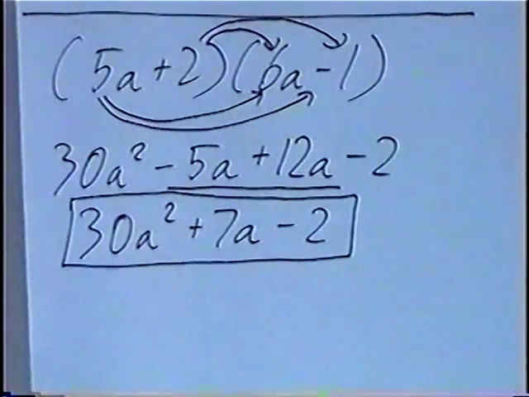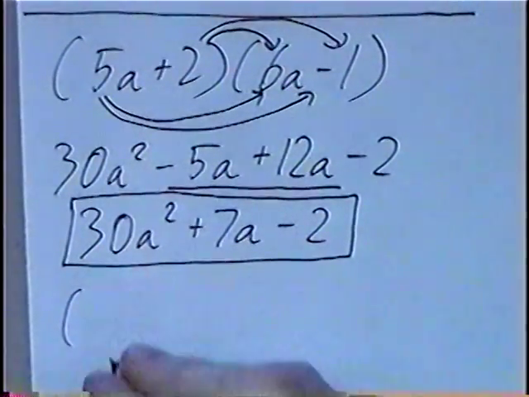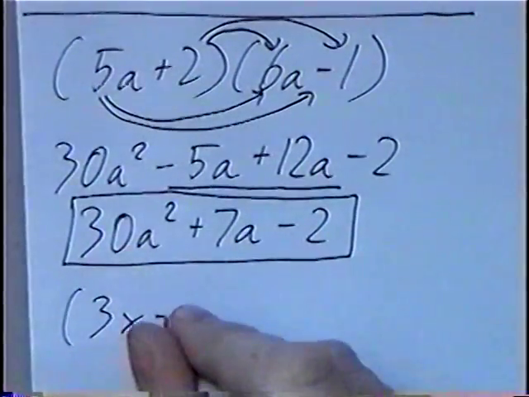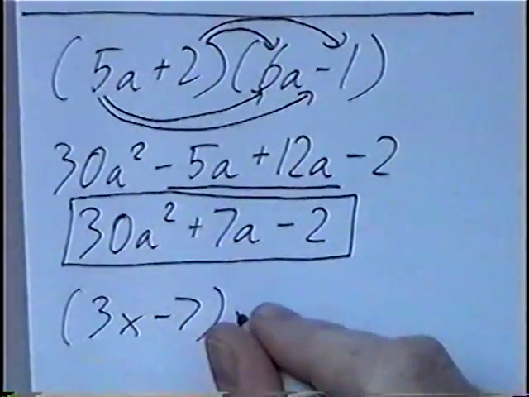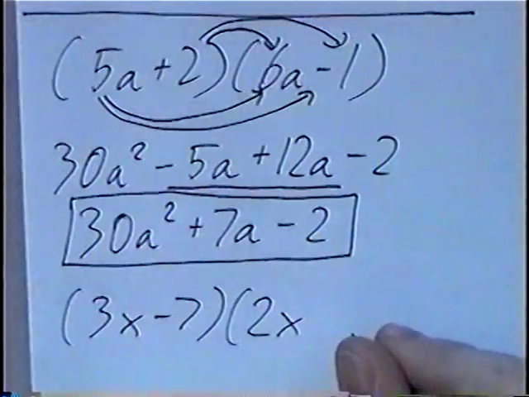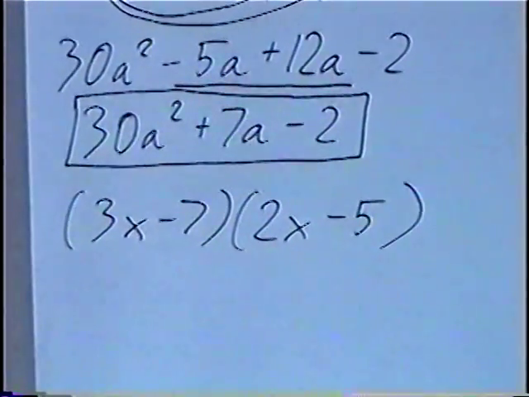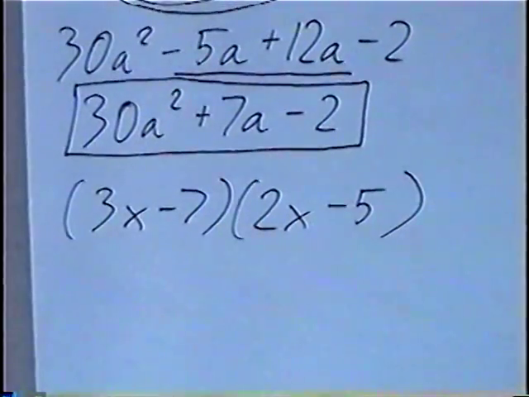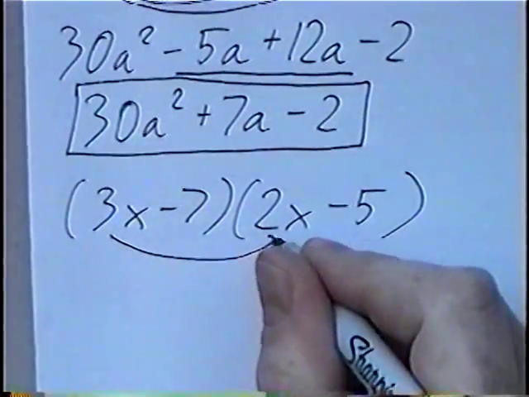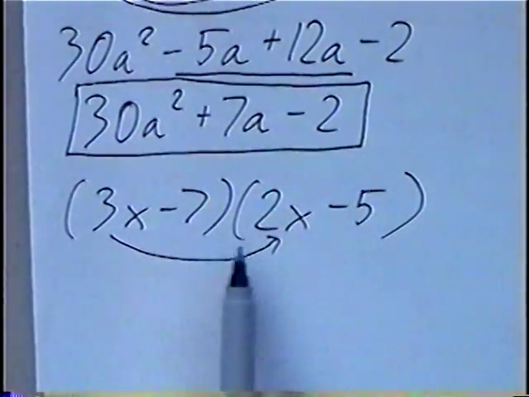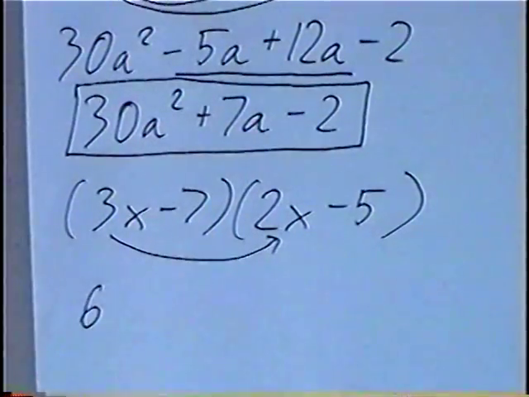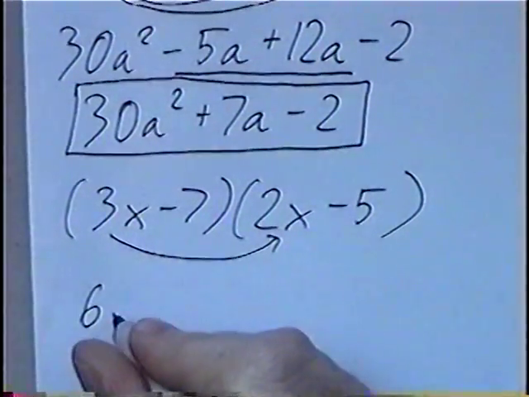And last question for the section. First parentheses is 3x minus 7, and second parentheses is 2x minus 5. Multiplying the first terms again, 3x times 2x. 3 times 2 would be 6, and x times x would be x squared.